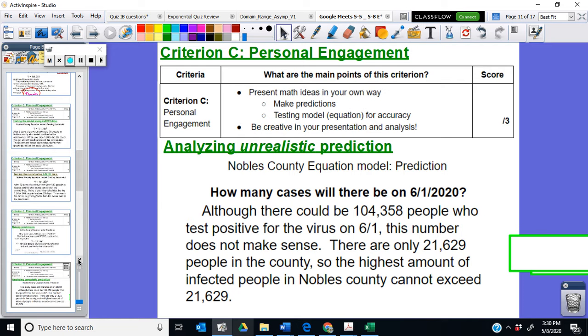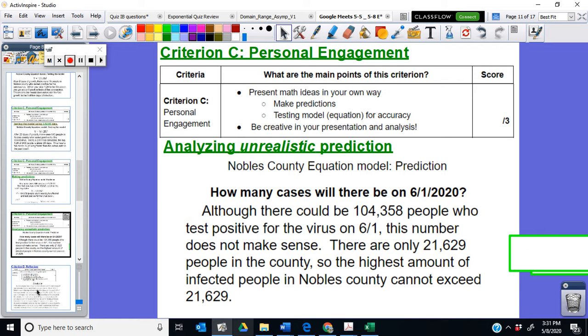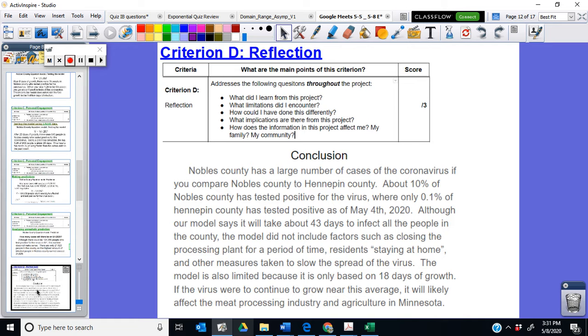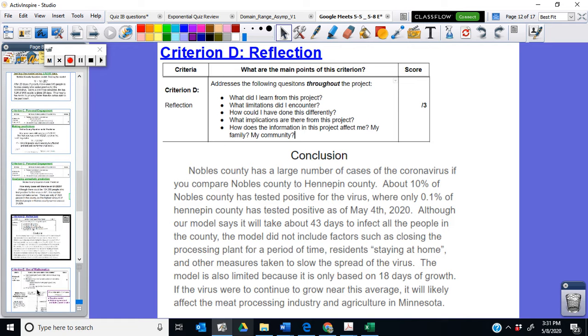So that was unrealistic. And then the fourth criteria, or was that the fifth? Nope, fourth criteria was the reflection. Yep, I wrote a conclusion, but I did not at all talk about what I learned, what limitations I encountered, or what challenges I had, because I did have some challenges in that. And how does it affect me personally? Why is this important to me? So add those pieces to your project, please.